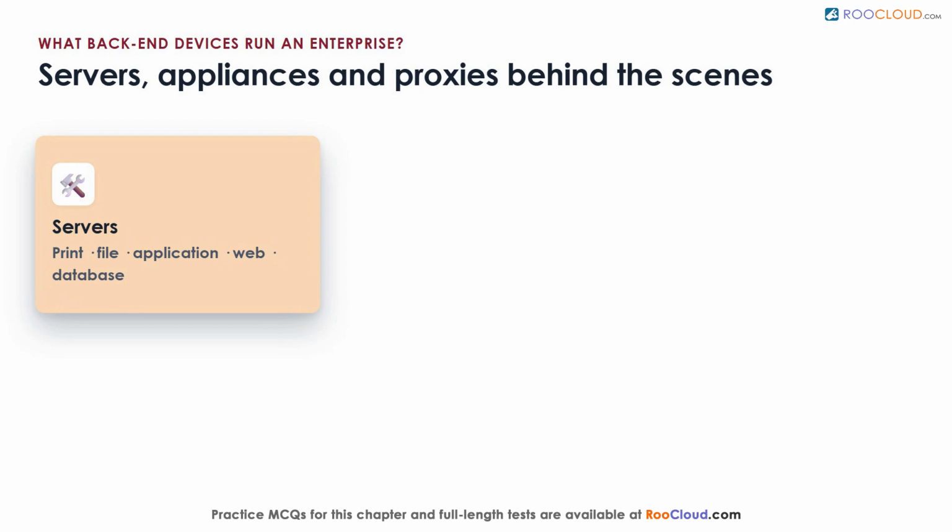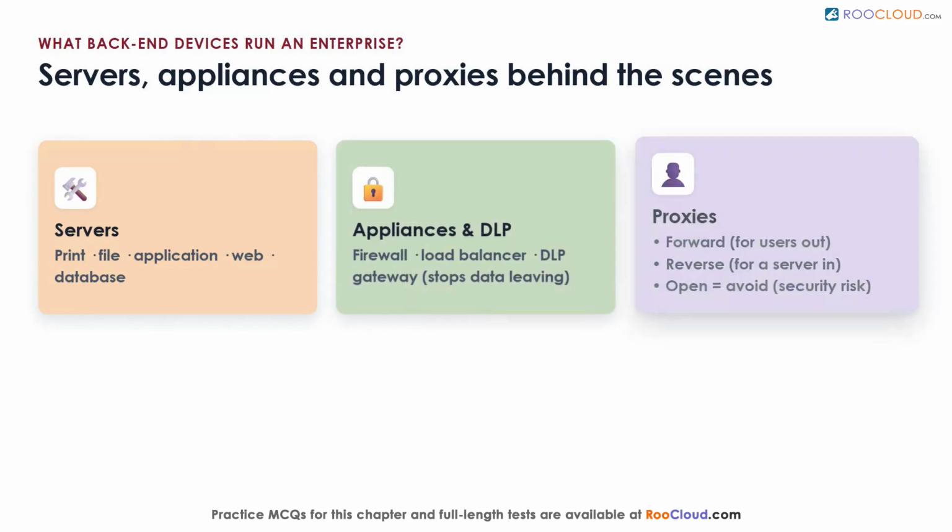Database servers store the data the others turn into information. A data loss prevention gateway inspects traffic to stop sensitive data leaving. And appliances are specialized boxes, like firewalls or load balancers that do one job fast.